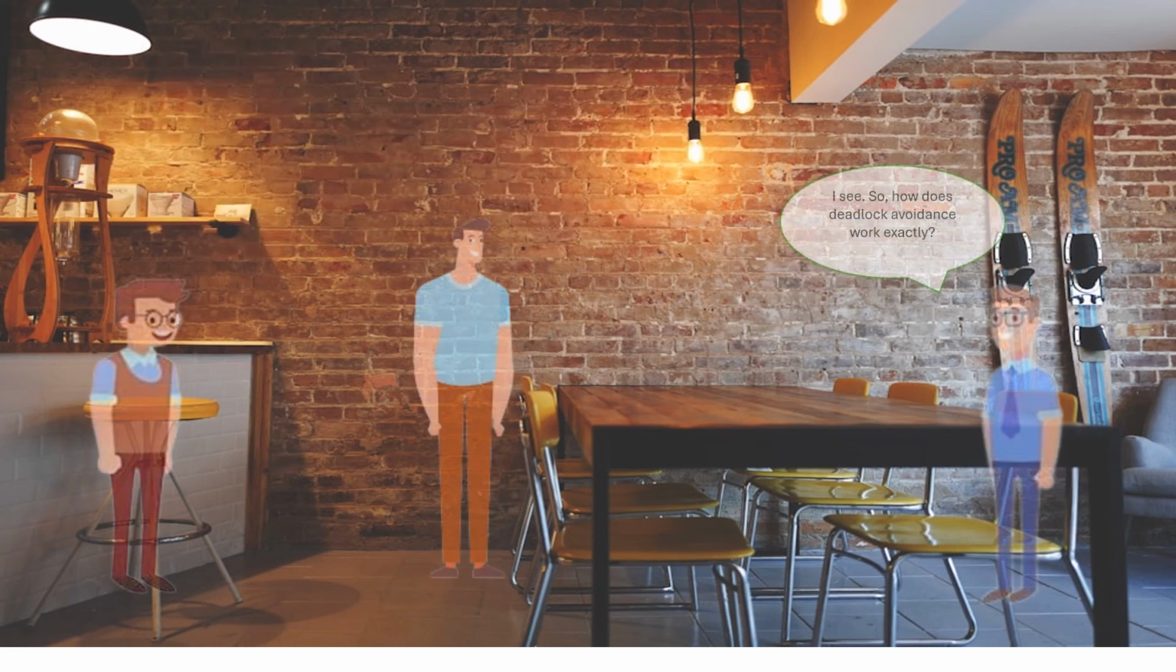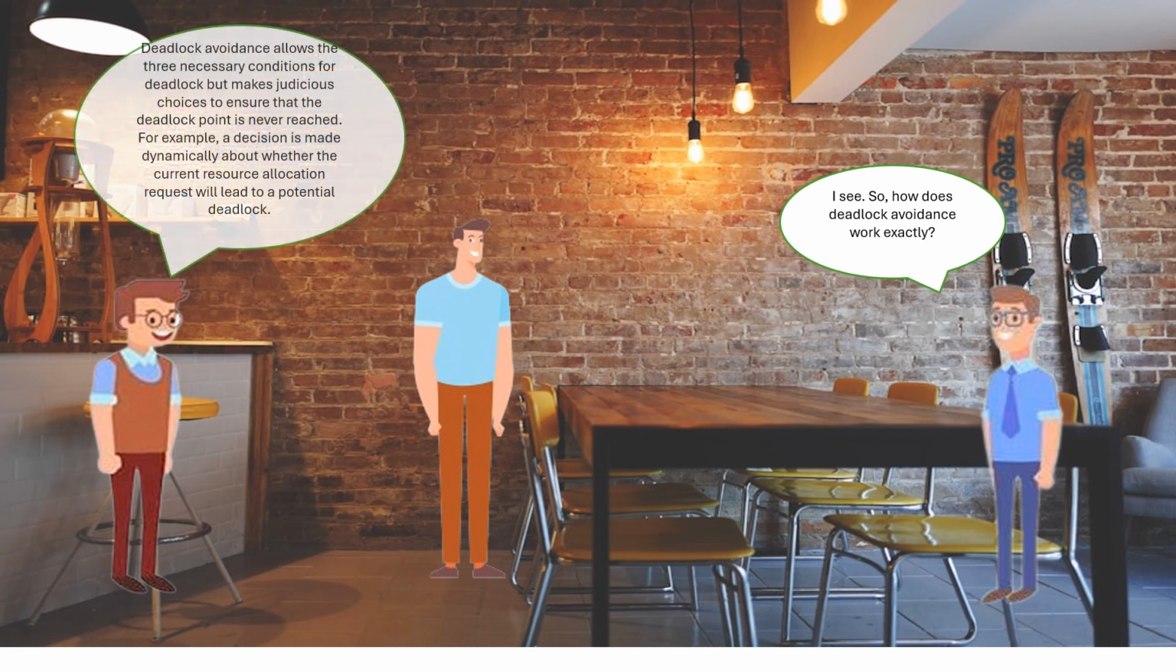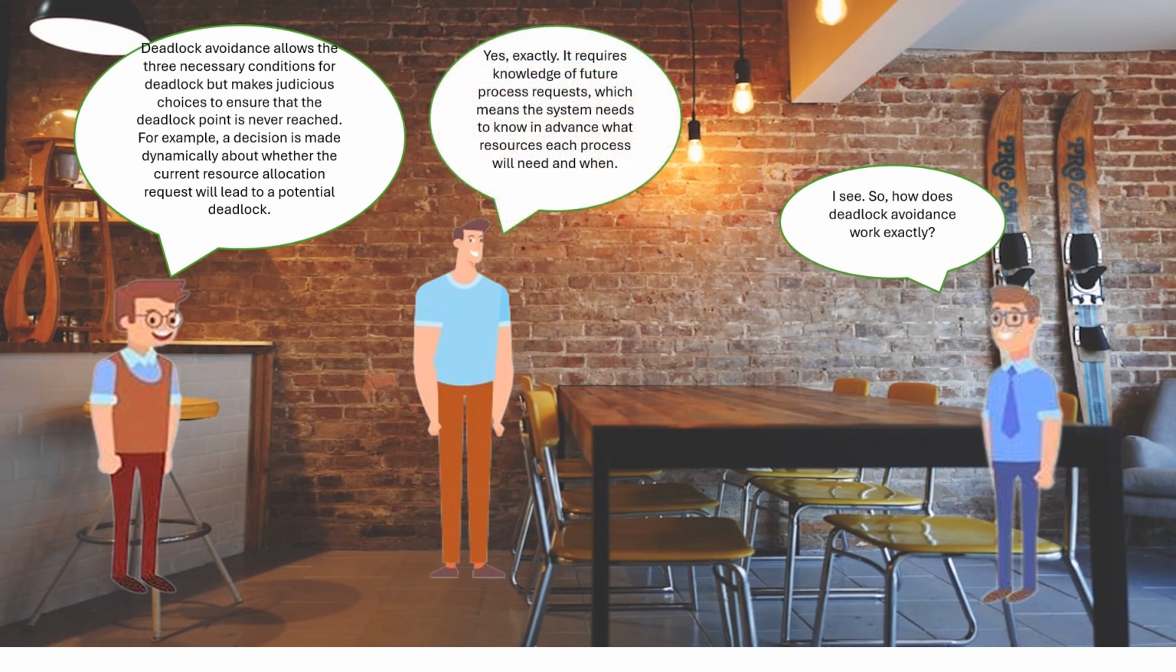I see. So, how does deadlock avoidance work exactly? Deadlock avoidance allows the three necessary conditions for deadlock, but makes judicious choices to ensure that the deadlock point is never reached. For example, a decision is made dynamically about whether the current resource allocation request will lead to a potential deadlock. Yes, exactly. It requires knowledge of future process requests, which means the system needs to know in advance what resources each process will need and when.